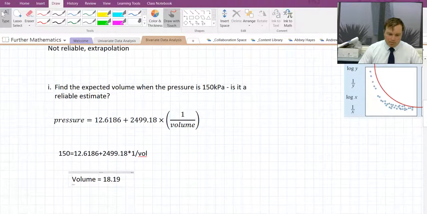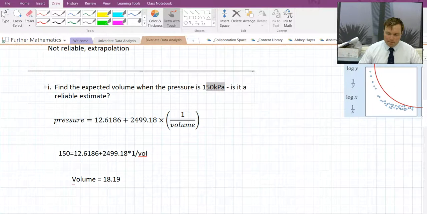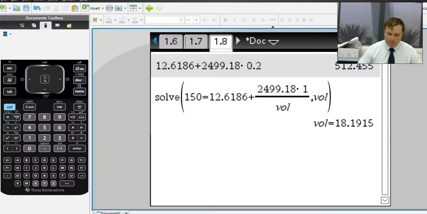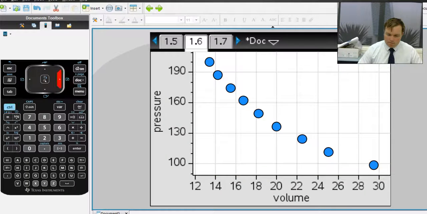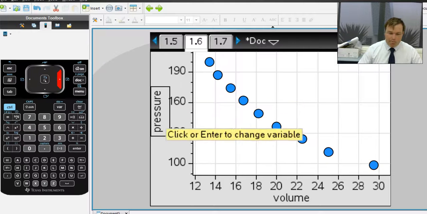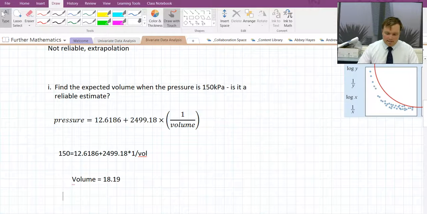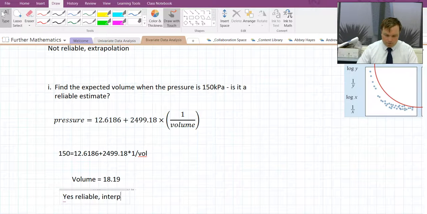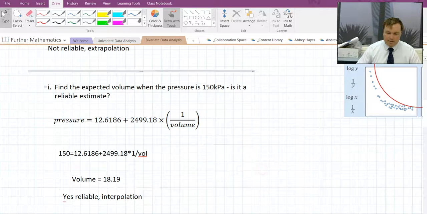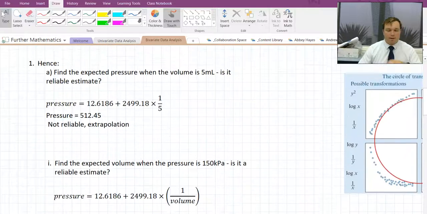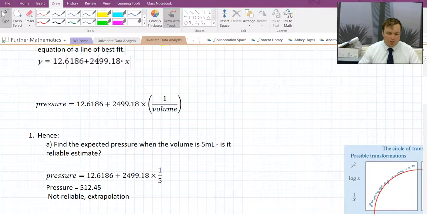Now, is that reliable? Well, we're talking about something that's 150 kilopascals. So let's go back and look at the original data. 150 kilopascals in pressure terms is about here. And that is well within the data. So our answer would be yes, reliable, keyword here, interpolation. Lovely. Now, that's that example done. It's about transforming the data using the correct transformation and then using the equations to predict correctly.